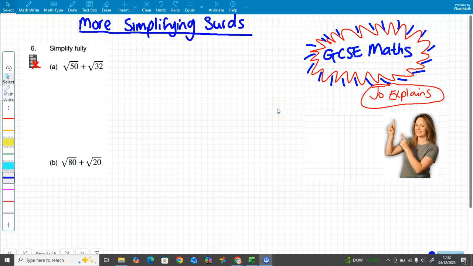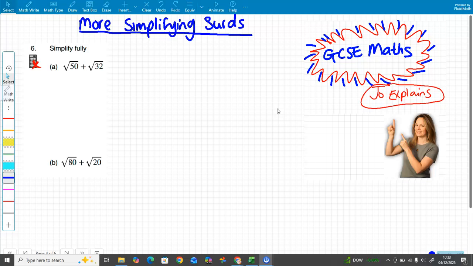Hi everyone, so we're going to do a little bit more on surds today. I did a video before which was just the basics, simplifying one term, so now we're going to do a bit more. A question again, it's non-calculator, so it might ask you something like this: simplify fully the square root of 50 plus the square root of 32.